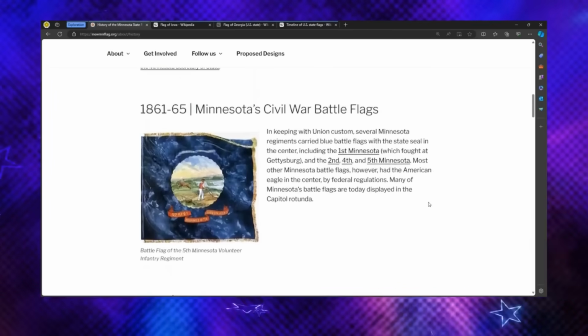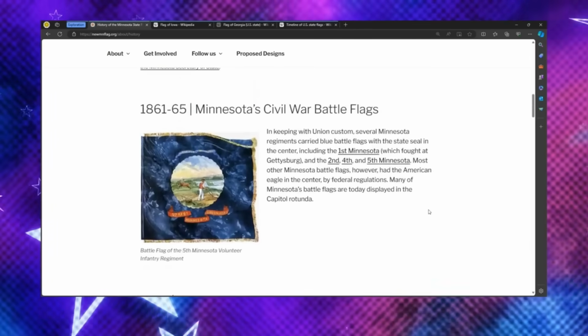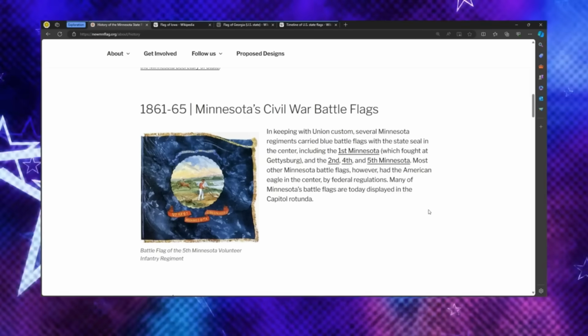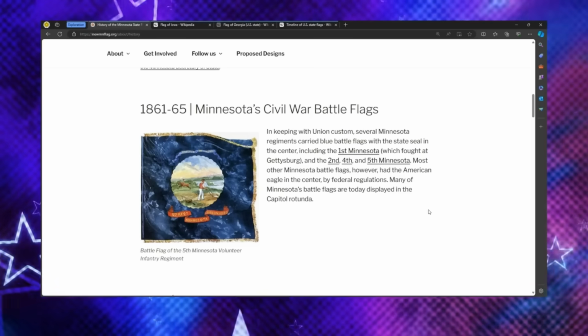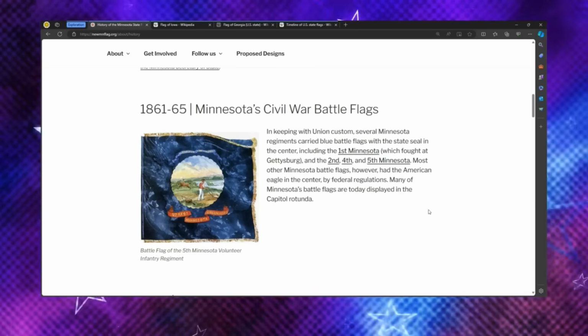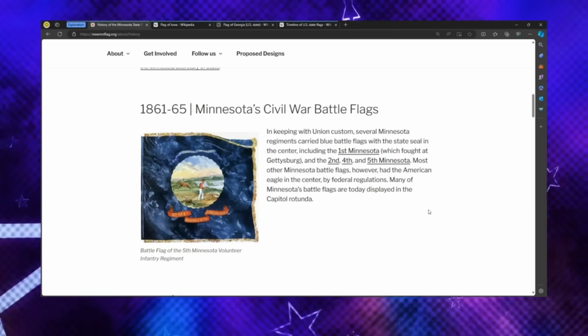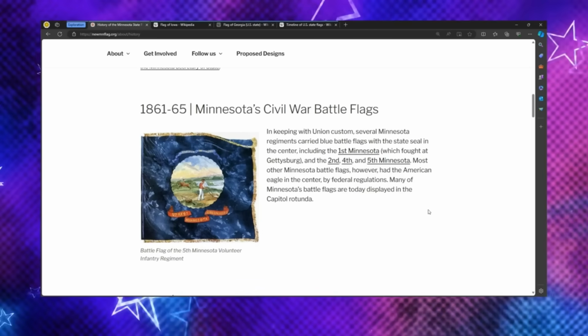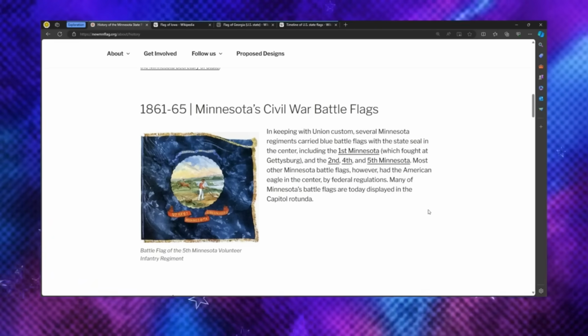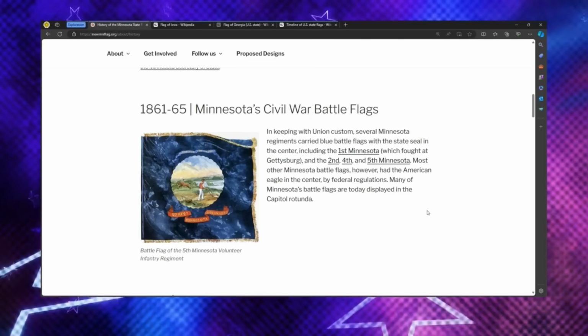Well, when you look up here on the site, you're told that Minnesota's Civil War battle flags, in keeping with Union custom, several Minnesota regiments carried blue battle flags with a state seal in the center, including the 1st Minnesota, which fought at Gettysburg and endured great casualties, but certainly not because of General Hancock, and the 2nd, 4th, and 5th Minnesota. Most other Minnesota battle flags, however, had the American eagle at the center by federal regulations. Many of Minnesota's battle flags are today displayed in the Capitol Rotunda.